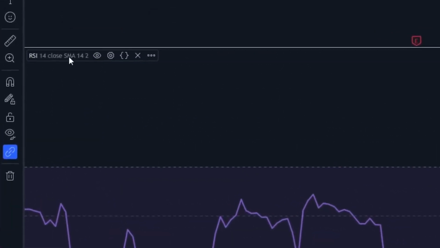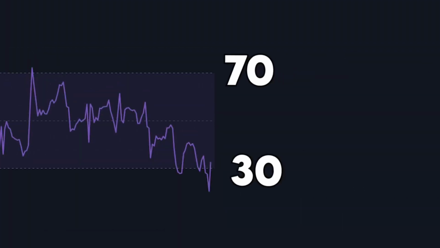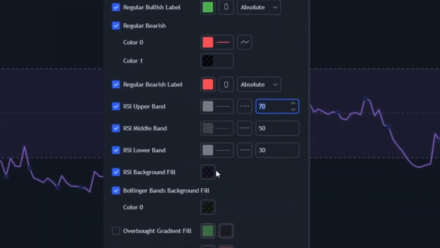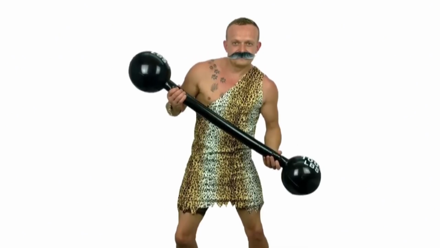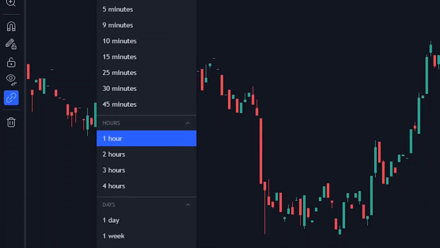To do this, go to the settings of the RSI. Now, the default settings are 70 and 30 for those overbought and oversold areas. I like to change these numbers to 80 and 20. Doing this will give us less signals, but these signals we do have are going to be stronger and less likely to be wrong.